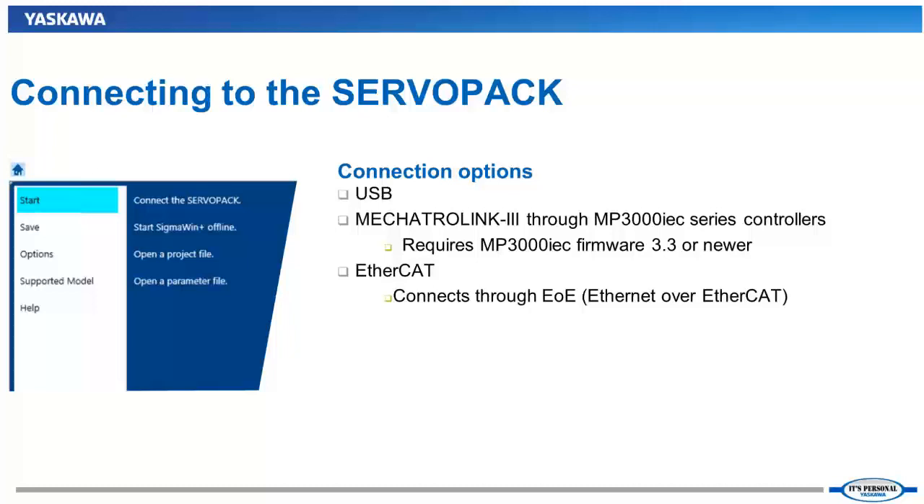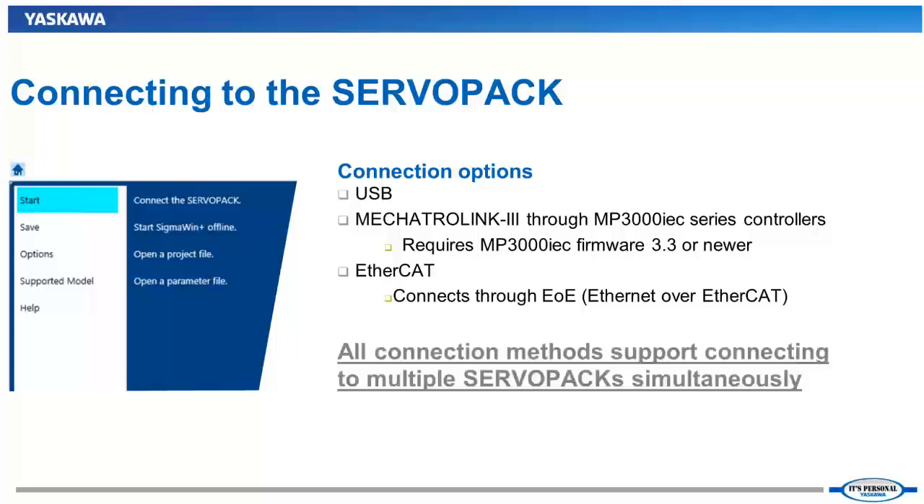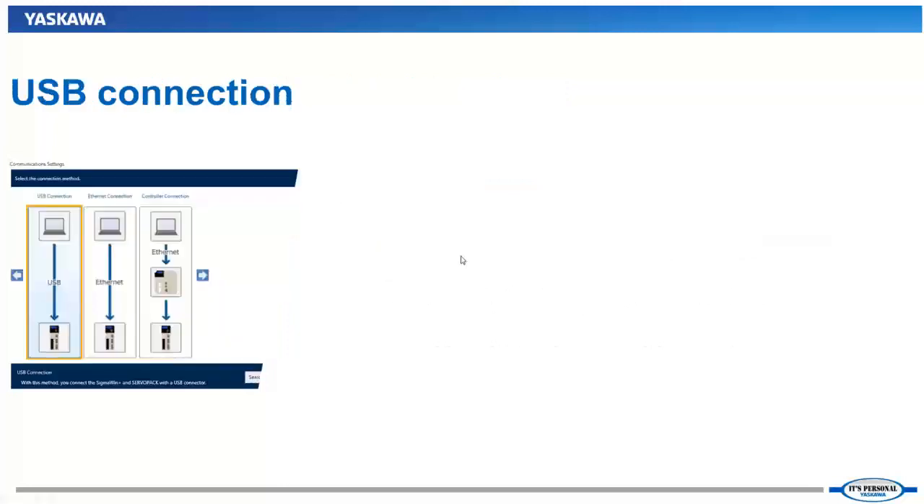That does require the master to support Ethernet over EtherCAT, as well as a few other things which we'll go into later. Also, a big new feature is that all connection methods support connecting to multiple SERVOPACKS simultaneously, which is a thing that many of you who have used Sigma7 version 5 will appreciate, since it could only connect to one SERVOPACK at a time. So now we have support for multiple.